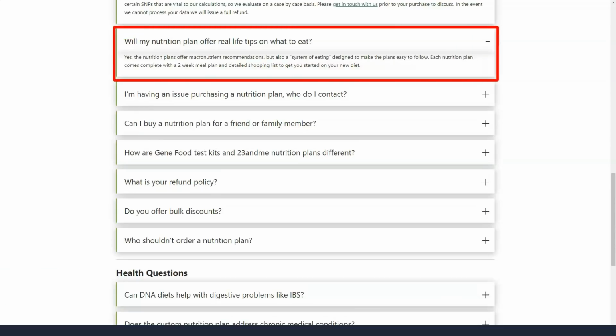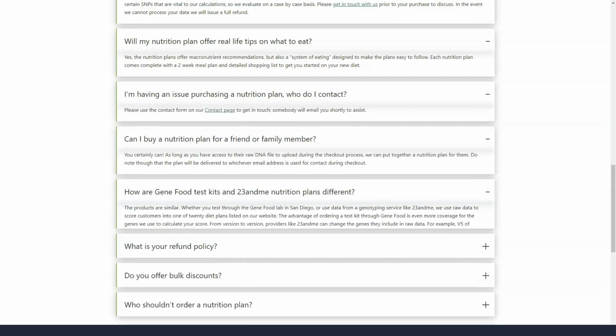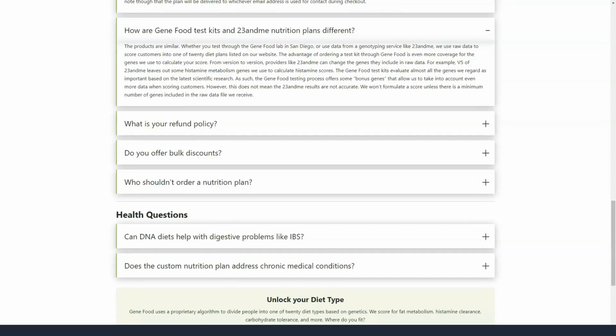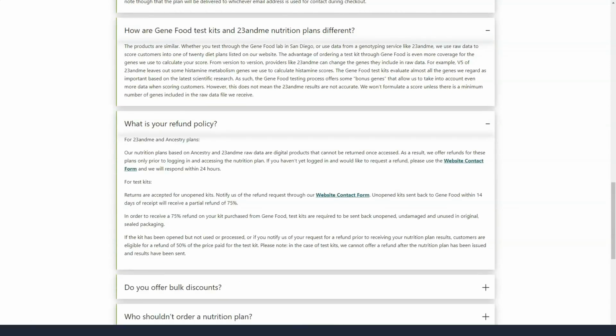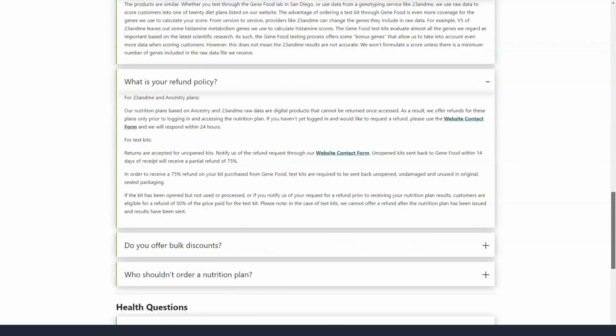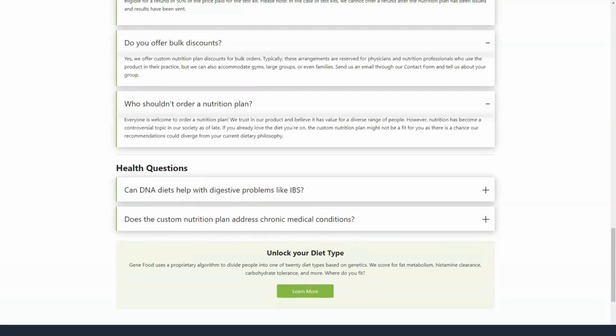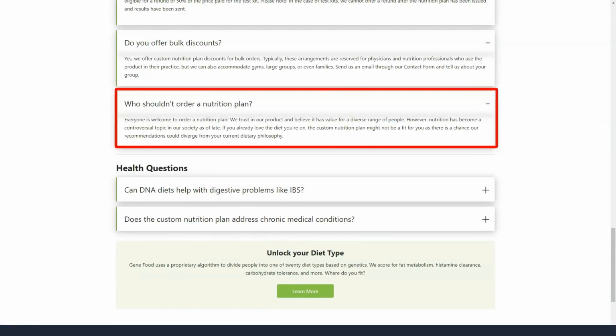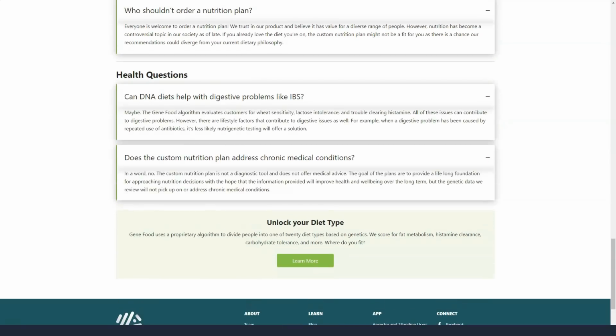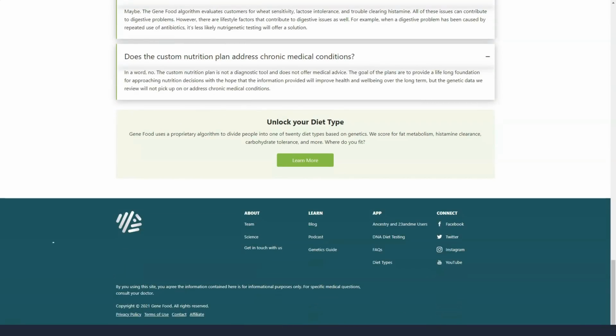Gene Food's individual nutrition plan, which includes a DNA test, costs $185, but users can download their existing genetic files and get a report for $95. They offer bulk discounts primarily for doctors and nutritionists, but can also accommodate gyms or other large groups of people.